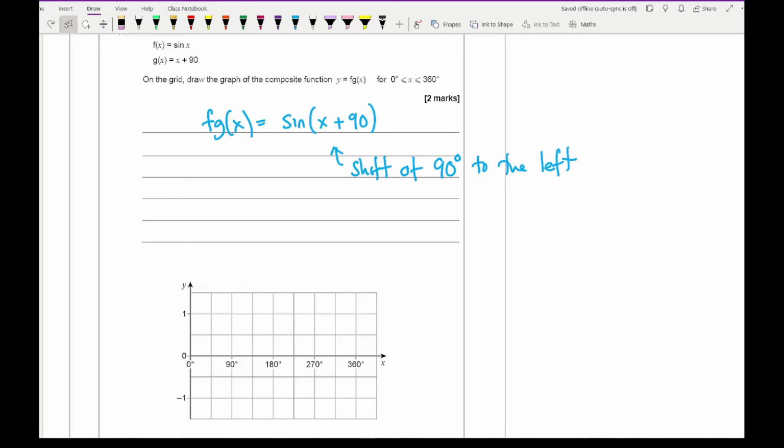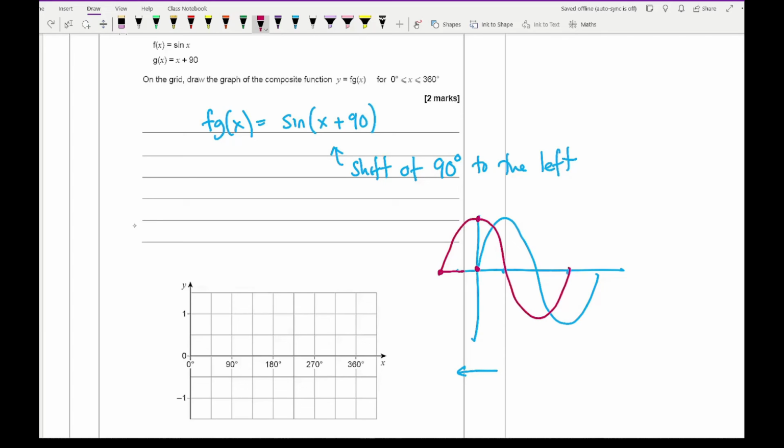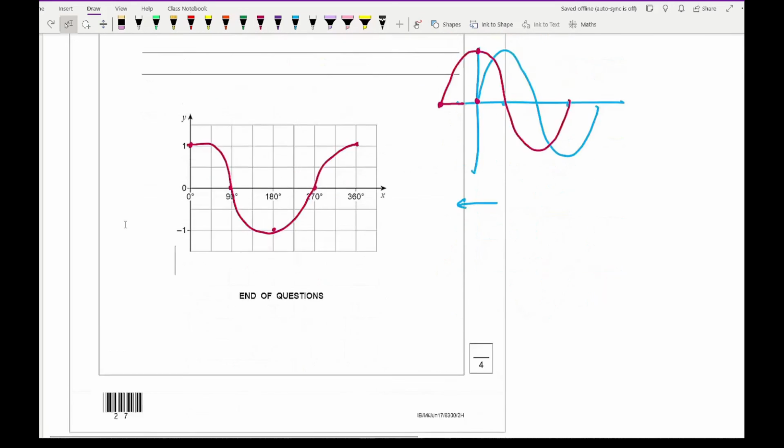So if I plot sine x, the graph of sine x looks like this, and what I want to do is shift this graph 90 degrees that way. So the point at 0 is now going to be here, and this point here is now going to be this. So what it's going to look like is, we're starting at 1 and we then just go up in terms of 90. So it's actually going to represent this graph, which we should end up with something that looks like that. And that concludes the end of this paper.